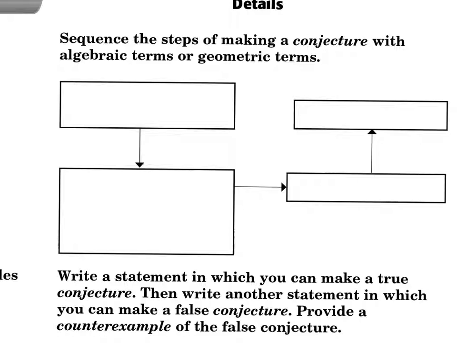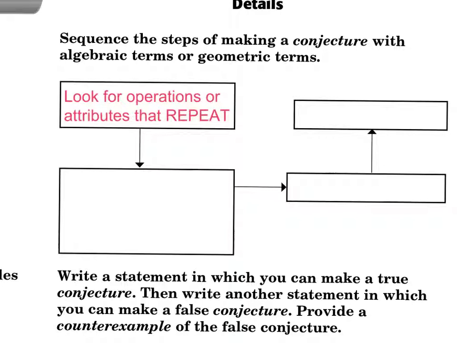So now that we know some vocab, what we're going to do is sequence the steps of making a conjecture with algebraic terms or geometric terms. So how we determine a conjecture based off of items that we know, or really patterns that we see. First thing we need to do is look for operations or attributes that repeat. So we're going to try to find if there's a pattern somewhere, making sure that there's something we can see that happens multiple times, something that we can repeat the process.